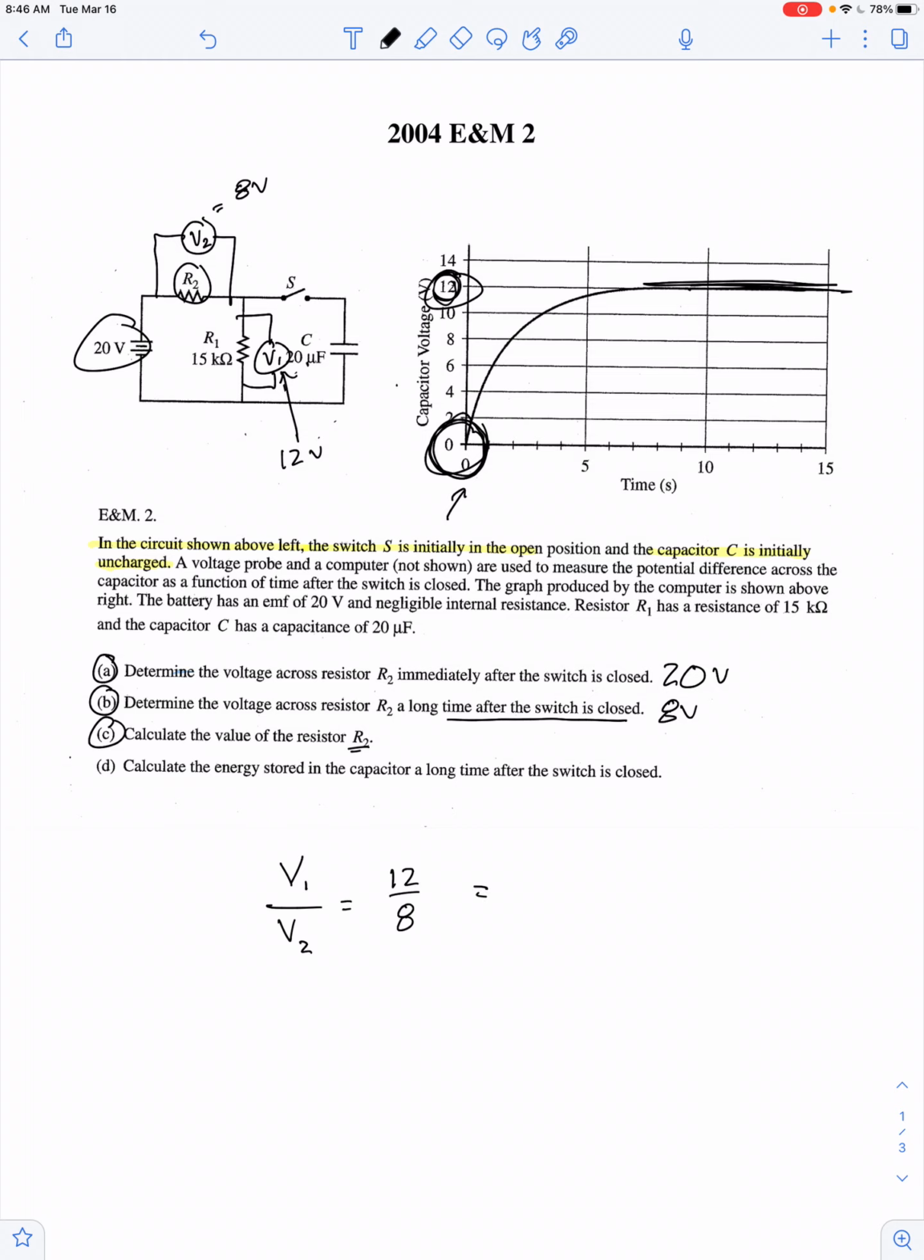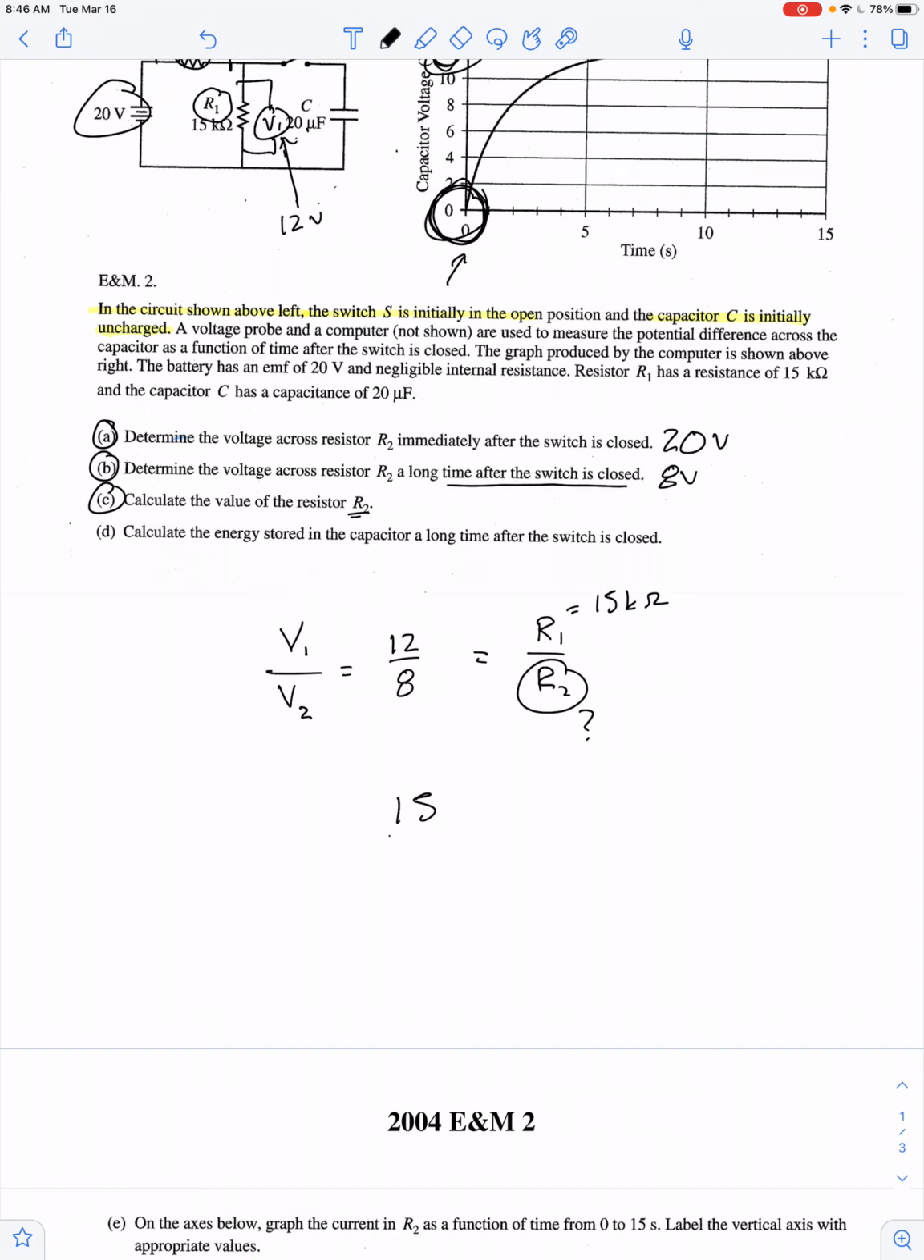That's also the ratio of R1 over R2, consistent with how they're labeled here. Now, R1 is 15 kiloohms, R2 is the quantity we're trying to solve for. So we can say 15 over X is equal to 12 over 8. So if we cross multiply, X is equal to 8/12 of 15, or in other words, it's equal to 2/3 of 15, or in other words, it's equal to 10 kiloohms. All right.